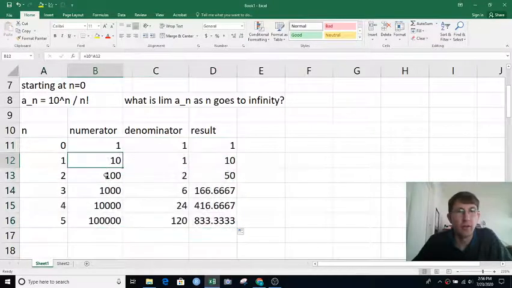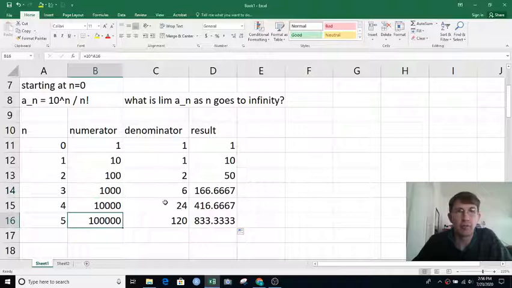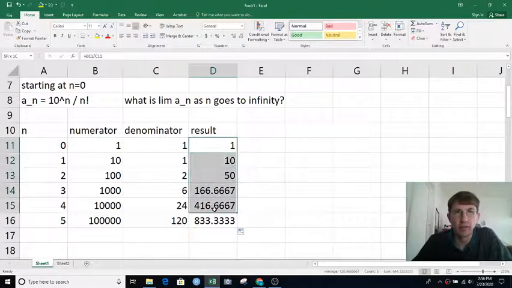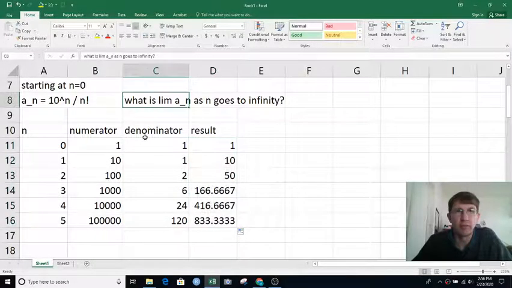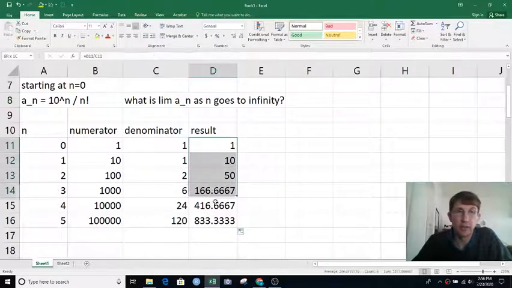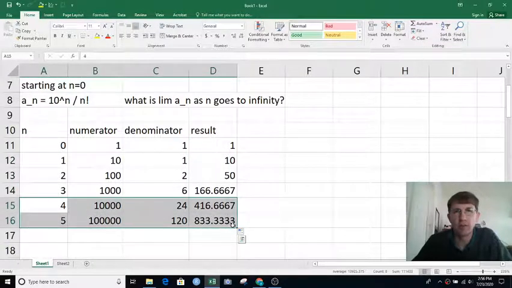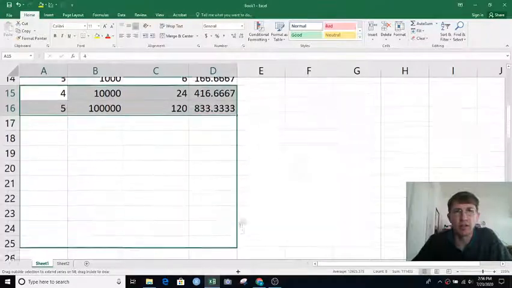So the numerator is growing by a factor of 10 every time. Pretty much expect that. The denominator is growing, it's just factorials, and it looks like the result is growing pretty quickly. So what can we say about the limit as n goes to infinity? Right now it looks like the limit is going to be infinity, but 5 is not all that close to infinity. Maybe we should go out even farther, and let's try that here.